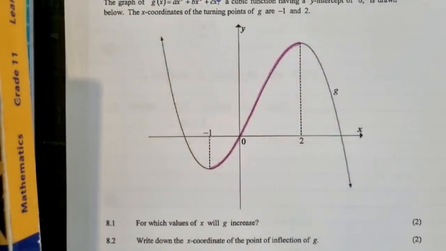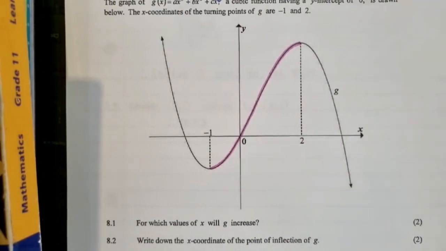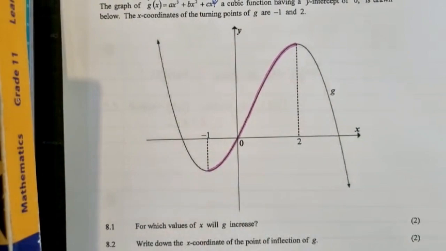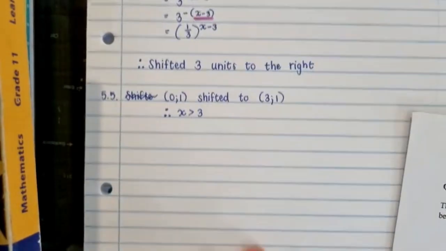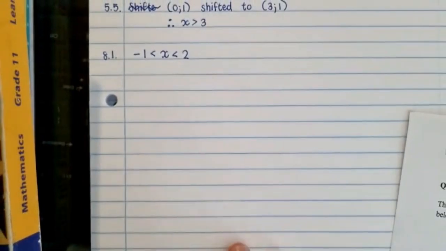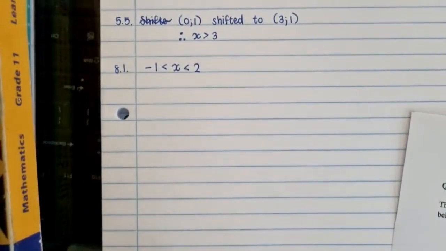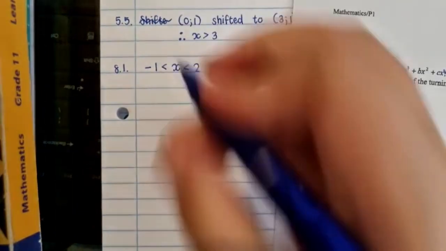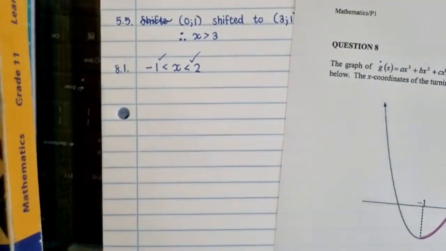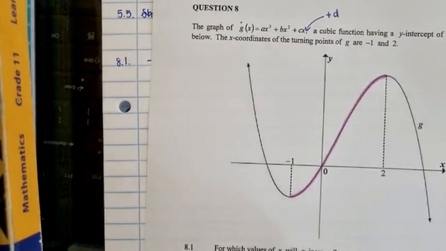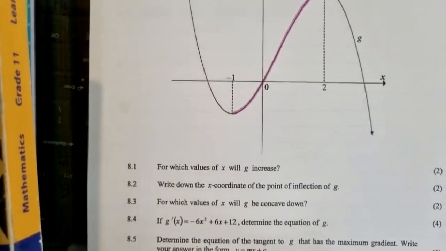So this is where the graph is increasing. They're asking for which values of x will G increase. So between -1 and +2. Okay, that is the first answer. So 8.1, where x is between -1 and +2. And that's 2 marks. So you'll get 1 mark for each. Okay. Let's look at the next question.